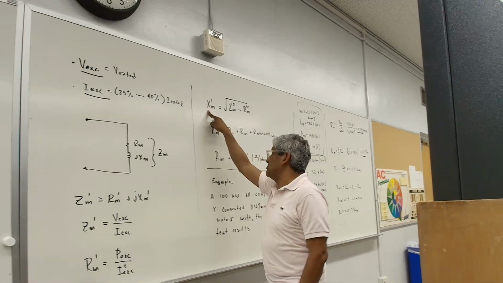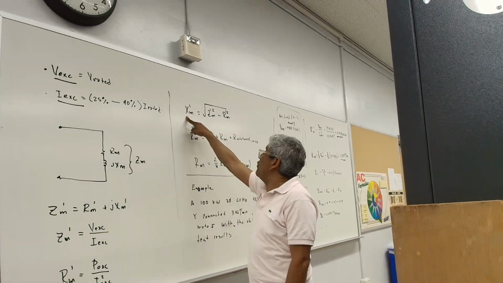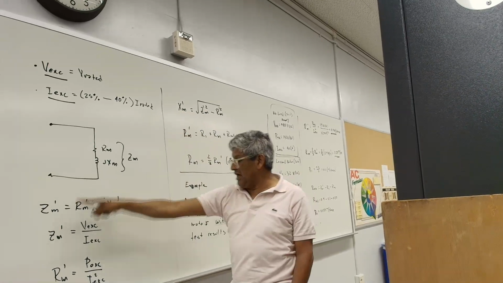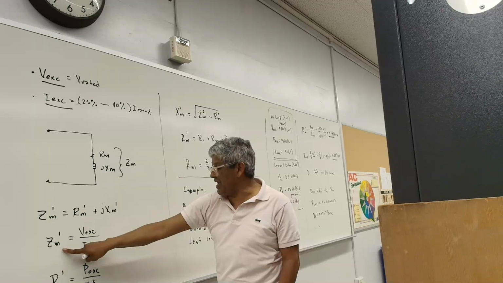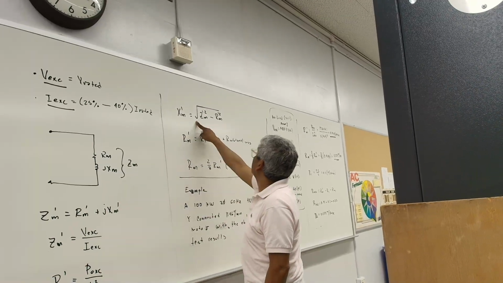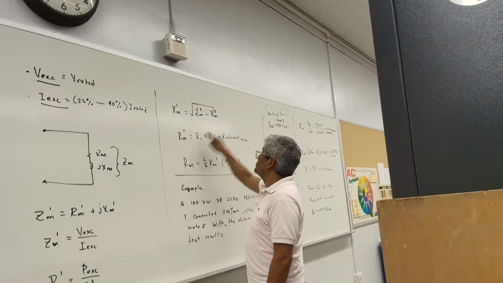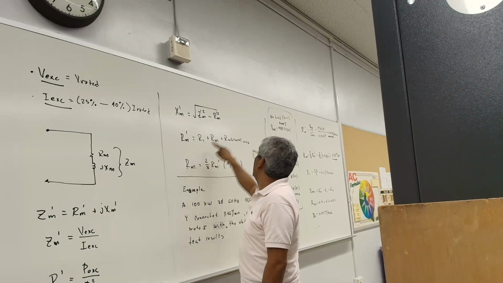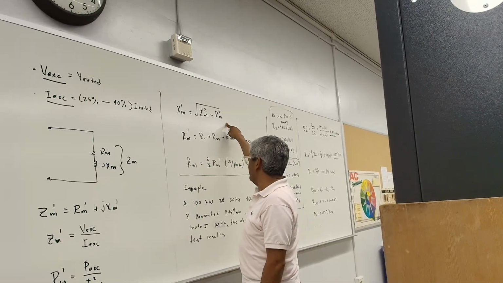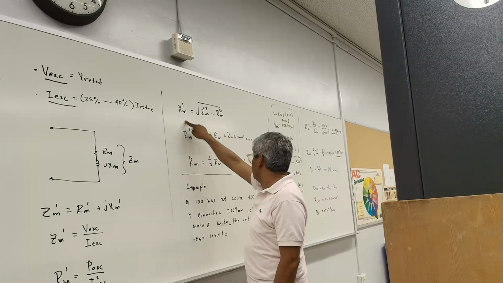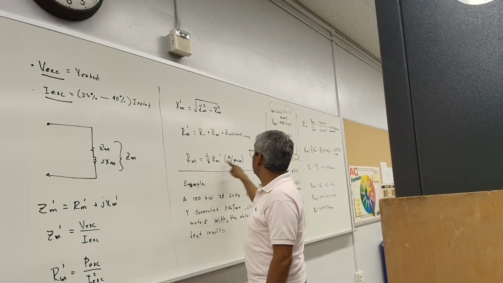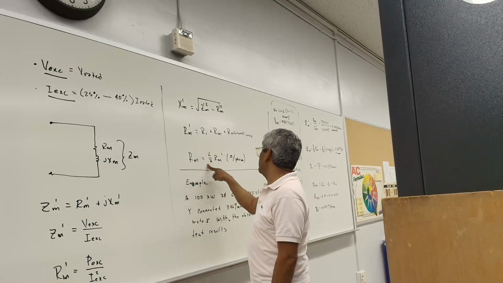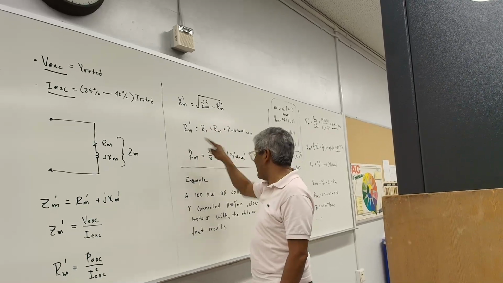Then you go through the same exercise. I don't know how to measure XM. I know how to do this, I know how to do that. But if I have these values, I can use this equation to find the Rm and the XM. And last but not least, your Rm is 2/3 of your Rm prime.